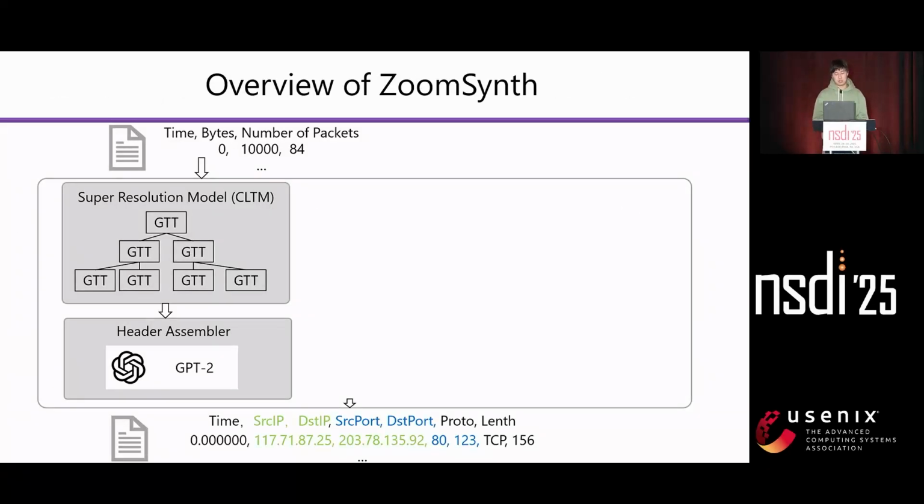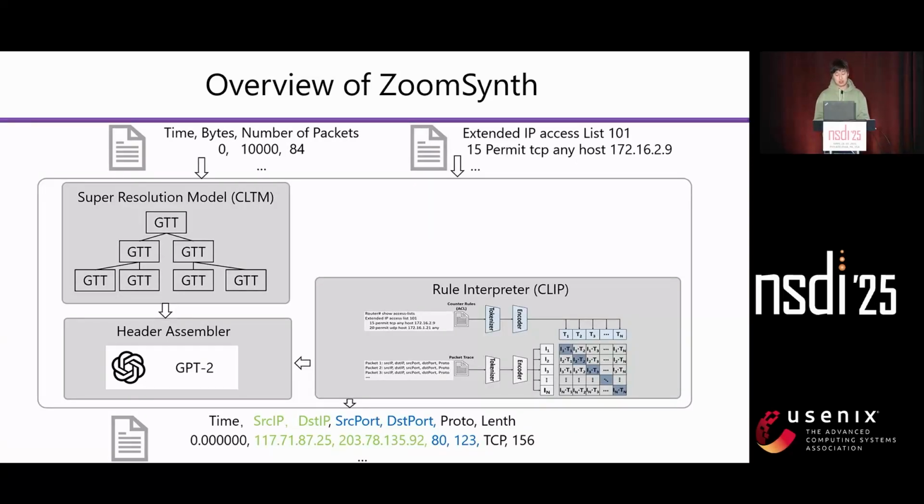So to address these challenges, we propose our system ZoomSynth, a framework for traffic super resolution. And here is the overview. The input is a sequence of traffic counters, such as per second packet counts and byte counts. And it passes through a super resolution model, which infers fine-grained packet timing and length. Then, a header assembler module adds basic packet headers and produces full packet-level traces.